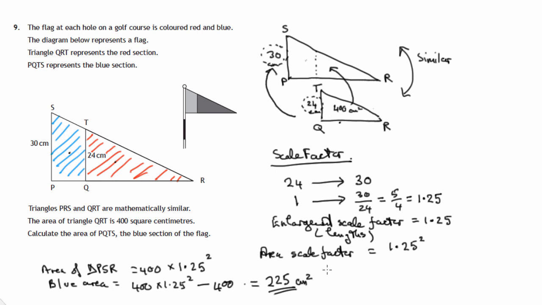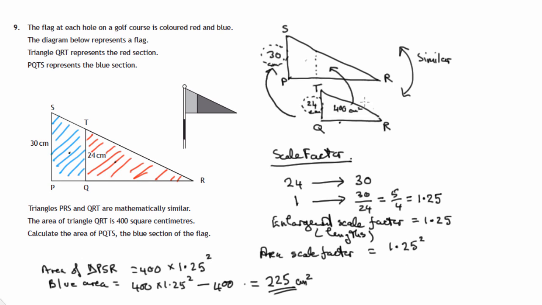So let's recap what's been done. Two mathematically similar triangles. Length on the small one, 24, length on the large one, 30. The enlargement scale factor, 30 over 24, which is 1.25. So all lengths on the large one are found by multiplying lengths on the small one by 1.25. Now that we've got the length scale factor, the area scale factor will be the length scale factor squared, 1.25 squared.